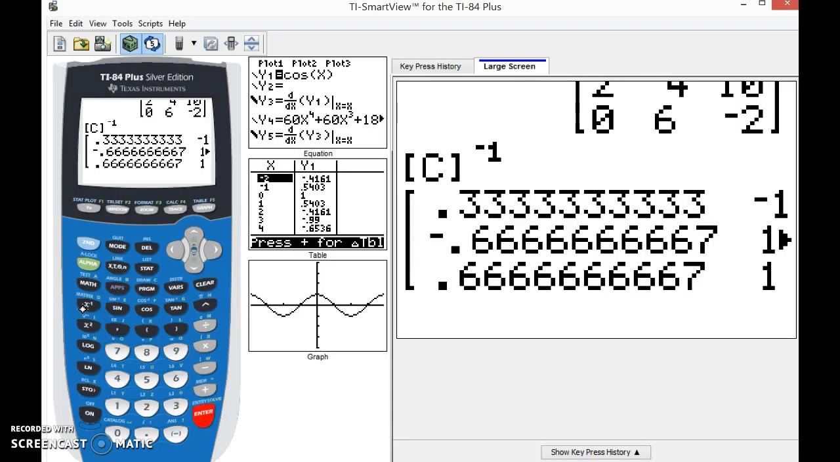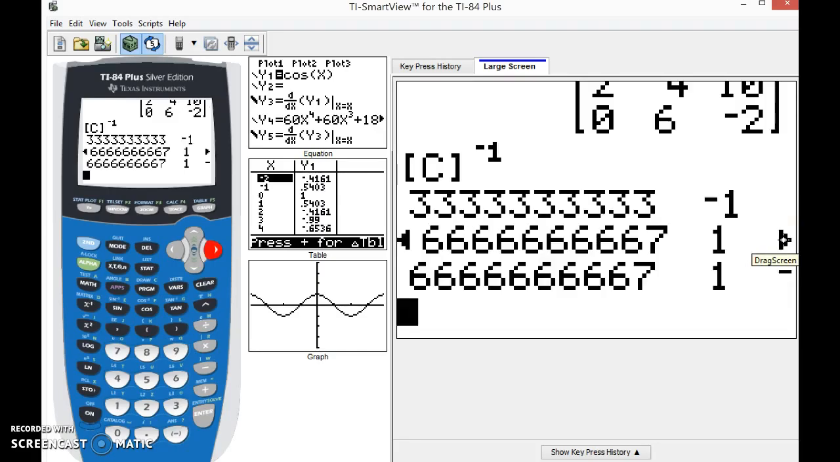It did not look like that when we did this before. Okay, well, what this is giving me is a decimal answer. Like you can see, negative 0.3333, that's just 1/3, right? And see the arrow over here on the right hand side? That means that if I use my right arrow key, there's more over here.